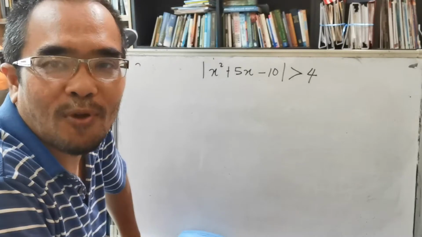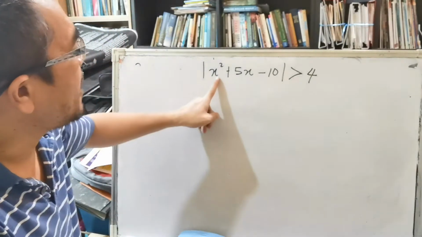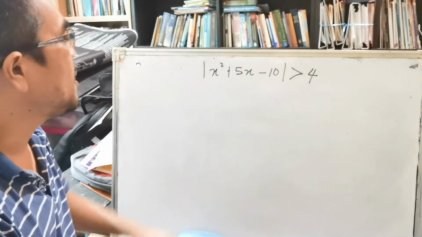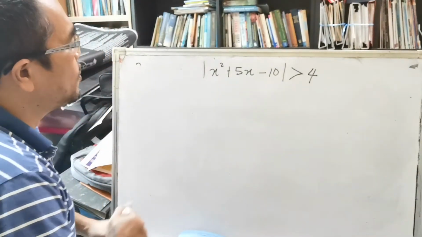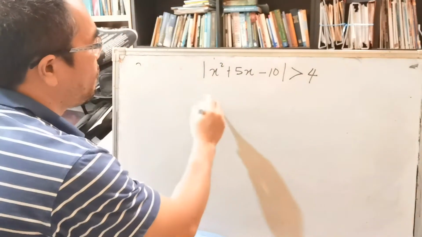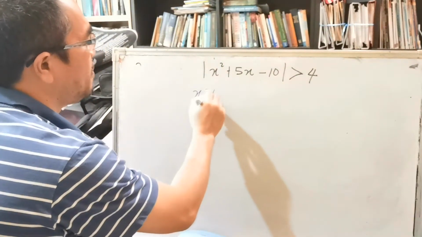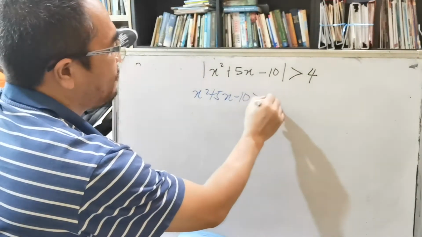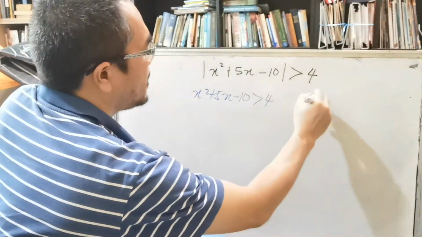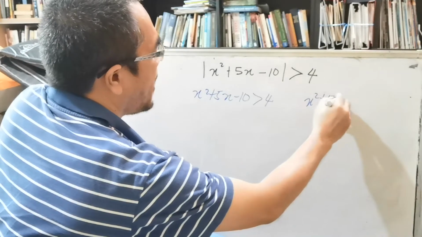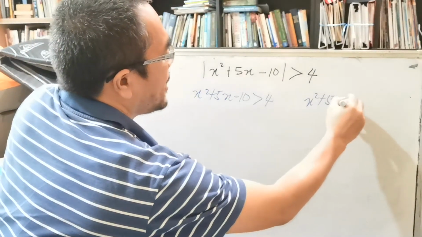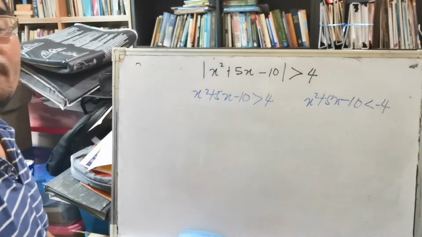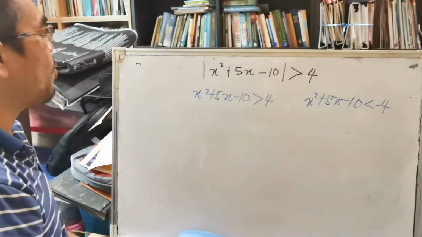We are going to do a question from our friend by the name of Lokman also. So |x² + 5x − 10| > 4. How to solve this? You just take plus and minus of 4. You write down x² + 5x − 10 > 4. Another one is x² + 5x − 10 < −4. And you solve one by one.